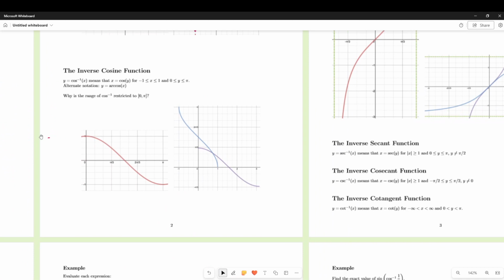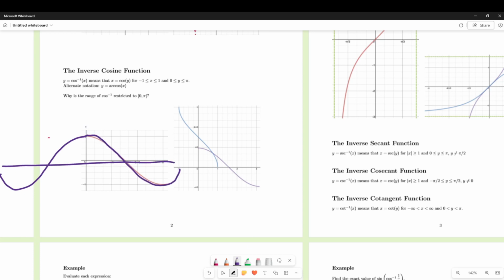We have to do it for cosine as well. But because cosine has a different shape, it needs a different restriction. We know that cosine normally looks like that. Well, not quite like that. Normally looks like that. And again, is not a one-to-one function. Doesn't pass a horizontal line test.